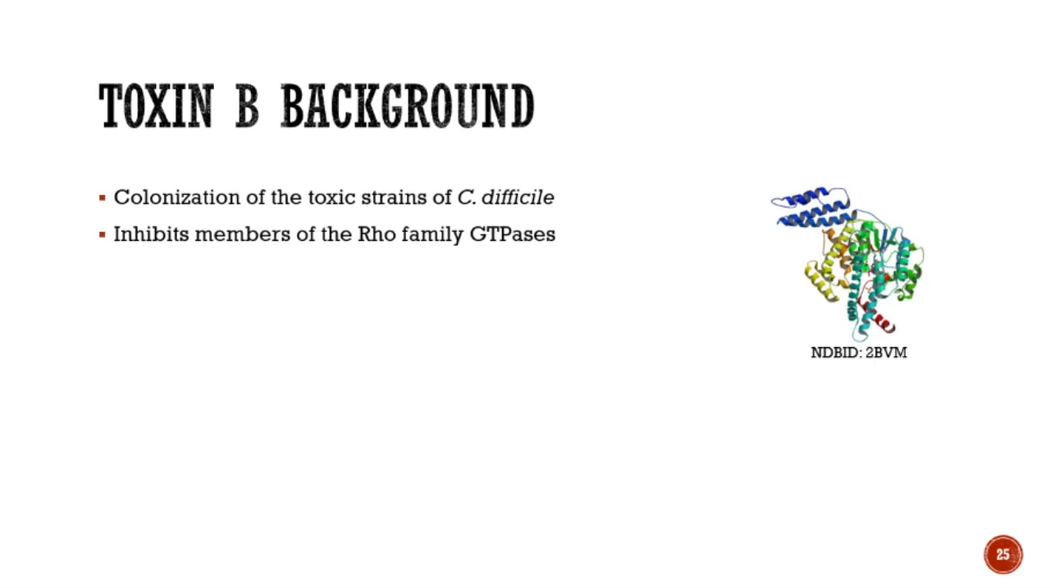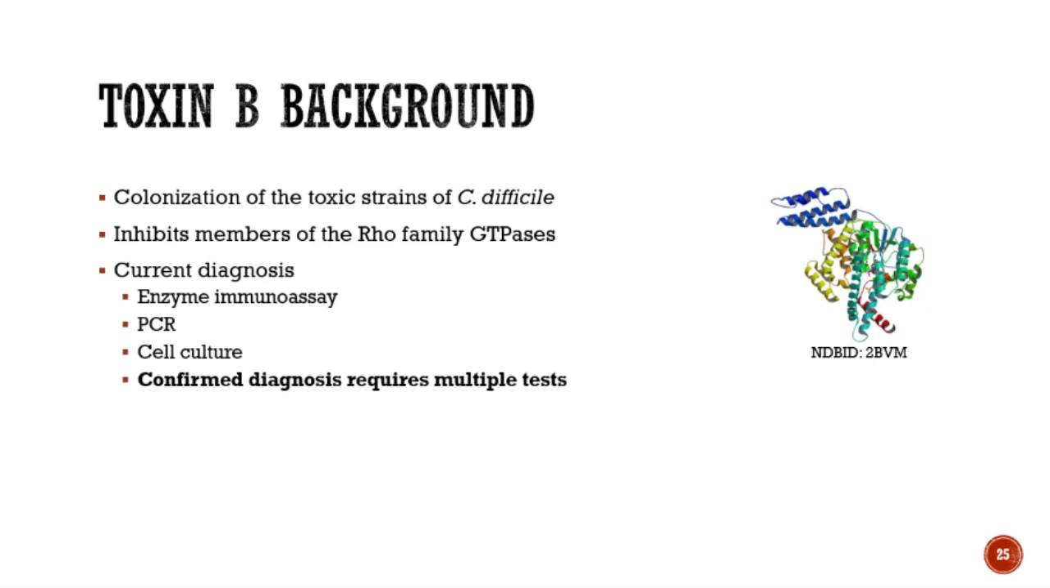For this disease to happen, you need a colonization of the toxic strain of C. diff, or Clostridium difficile, and this particular protein inhibits members of the Rho family GTPases. Basically, it's causing cell dysfunction. That is the end story. As for current diagnosis, basically you need multiple diagnoses to confirm: enzyme immunoassays like ELISAs, things that we talked about in the diagnostics chapter, ELISA, PCR, and cell culture, pretty standard ways of diagnostics.